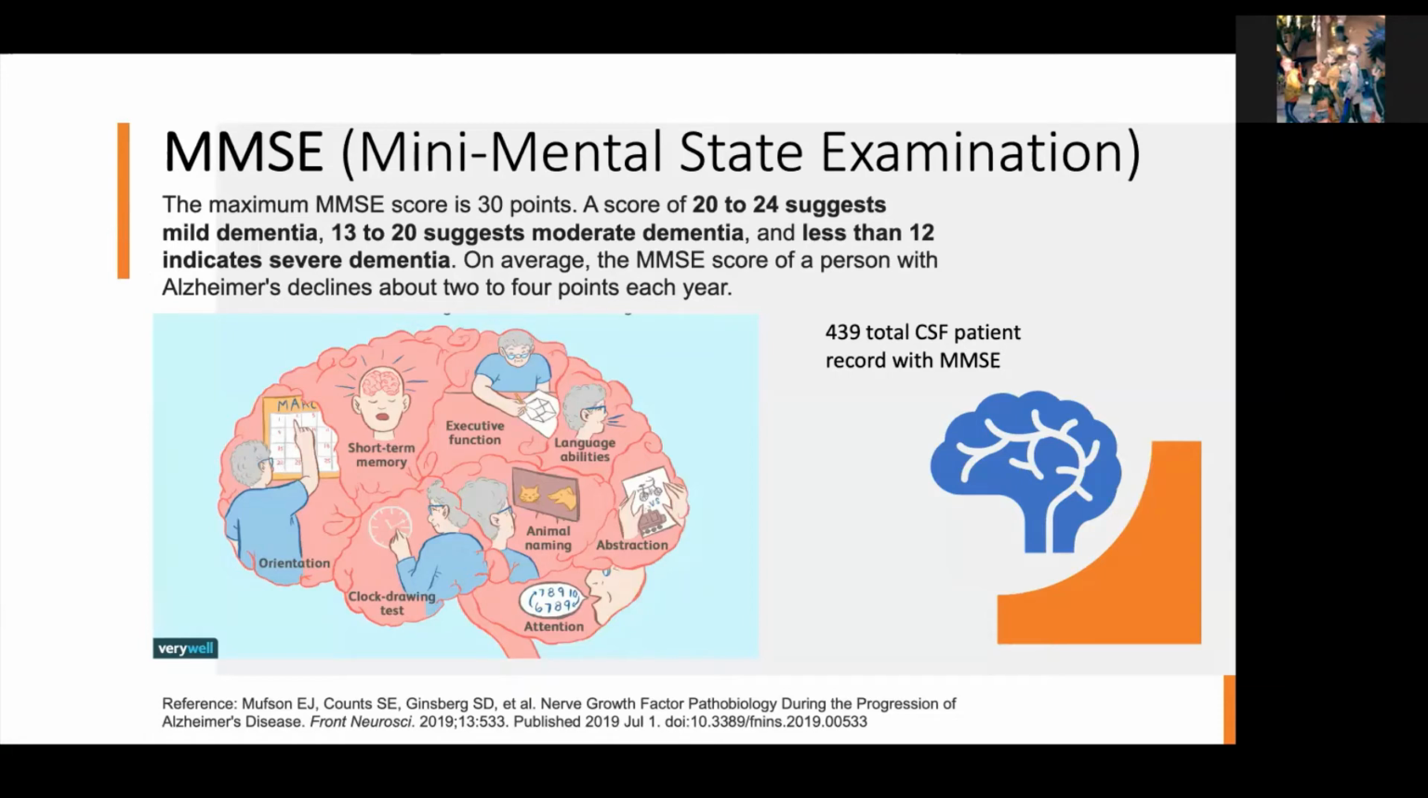The score is from 0 to 30, and the maximum score is 30. A score of 20 to 24 suggests mild dementia, and when you decrease to 13 to 20, it suggests moderate dementia. Even less indicates really severe dementia. On average, the MMSE score of a person with Alzheimer's disease will decline about 2 to 4 points each year.